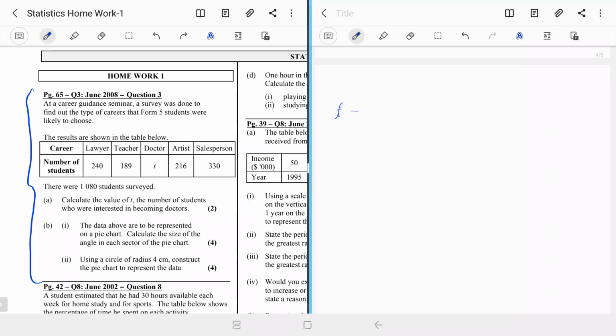So the T is going to be 1080 minus the sum of the rest, which is 240 and 189 and 216 and 330.